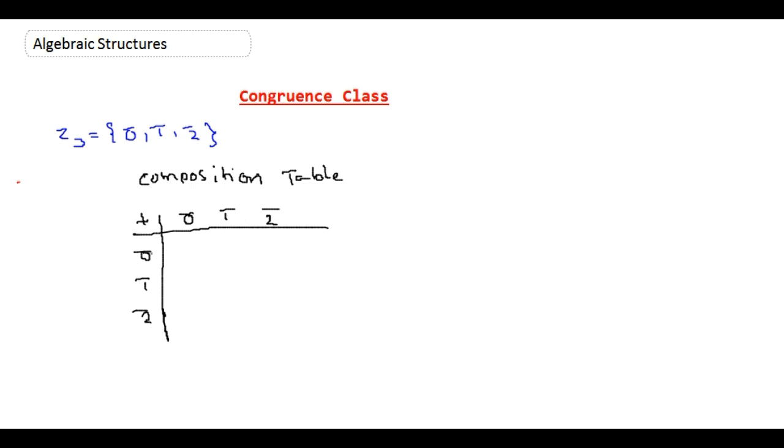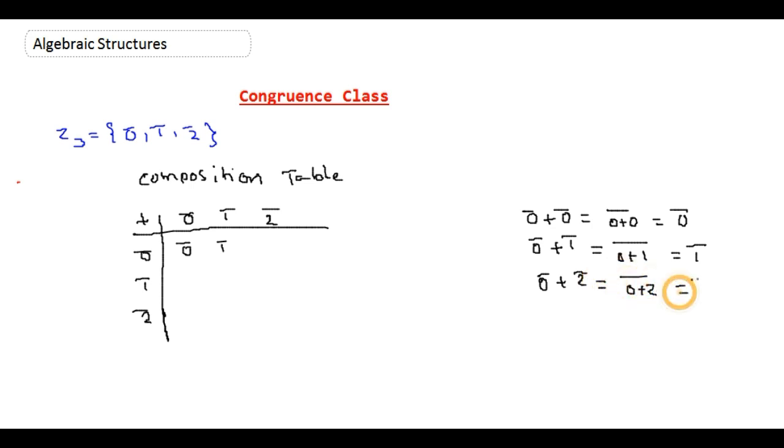So how do we define the addition? What will be 0 bar plus 0 bar? It can be written as 0 plus 0 whole bar, which is again 0 bar. What about 0 bar plus 1 bar? It gives 0 plus 1 bar, so again 1 bar. What about 0 bar plus 2 bar? It gives 0 plus 2 whole bar, so it's 2 bar.